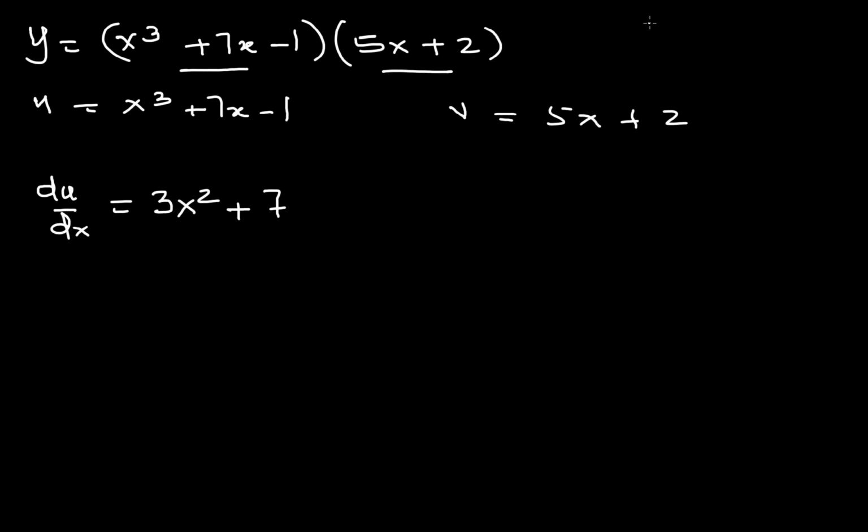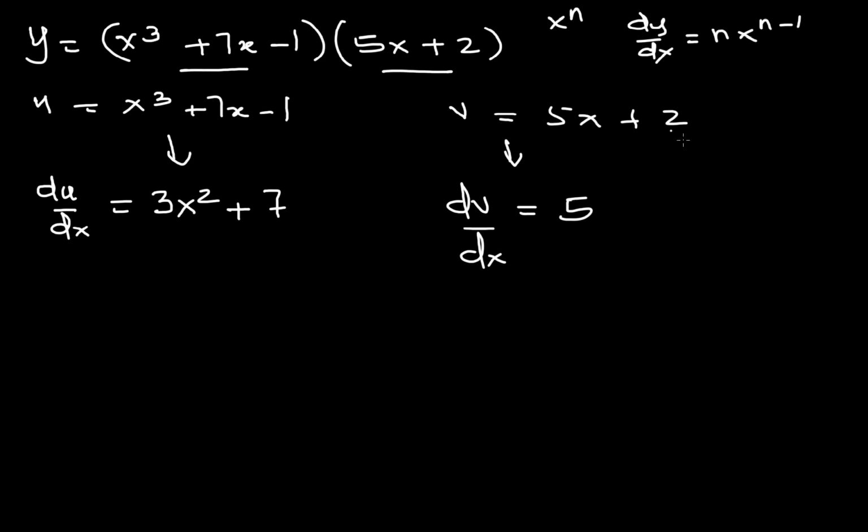If you can't remember, we said that dy/dx is equal to nx^(n-1), and this is based on the function x^n, right? So what would be dv/dx? Remember I'm doing this one and then I did that one. So this one becomes 5, and we use the constant rule, that's 0. Same here, we use the constant rule, it was 0.